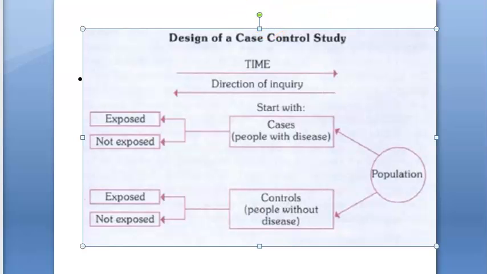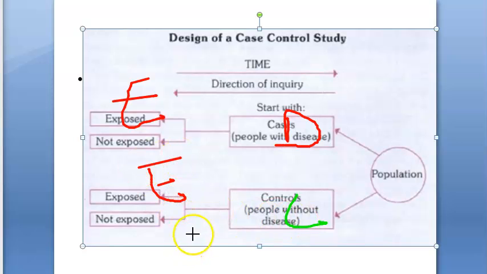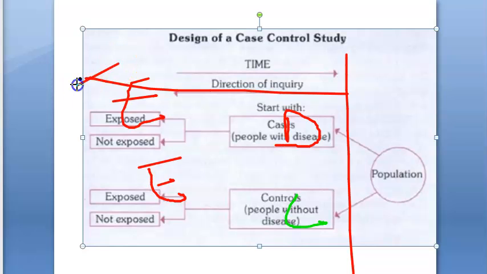See, there is disease here. You're starting at this point where people have disease, and here you're seeing people don't have disease. These are controls. Now, some of the diseased people have exposure or they don't have exposure. Some of the people without disease have exposure or no exposure. So everything is in the past. That's all you have to understand.